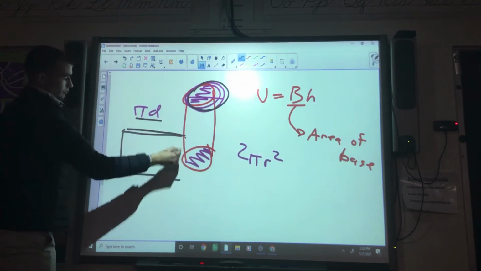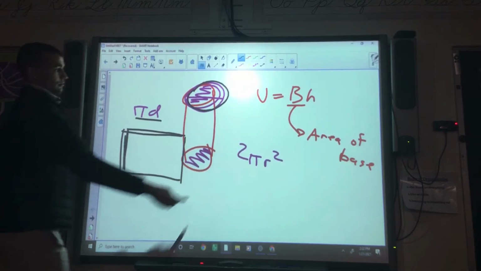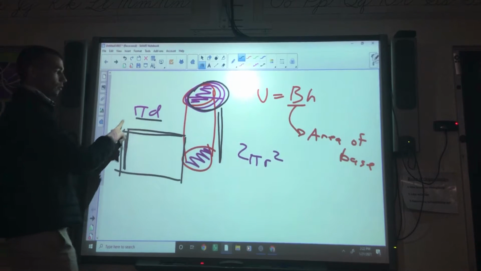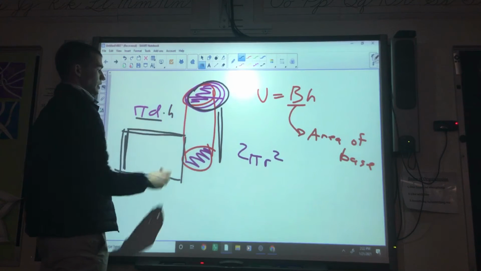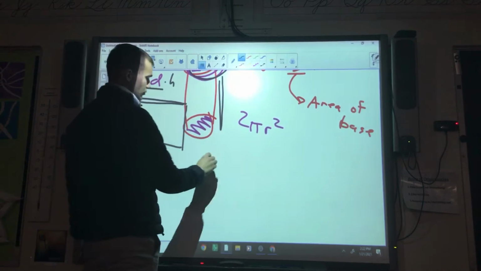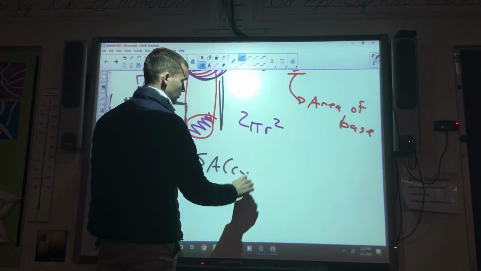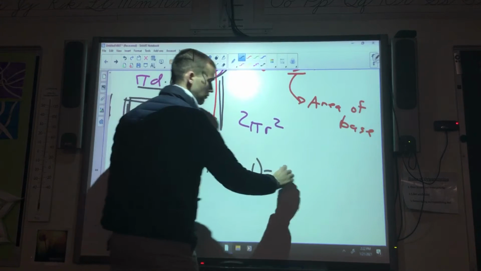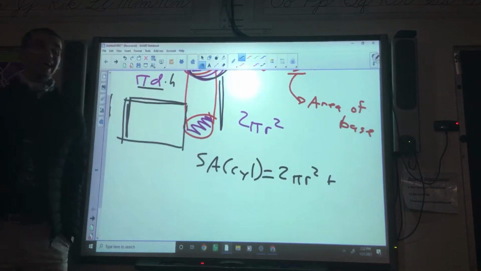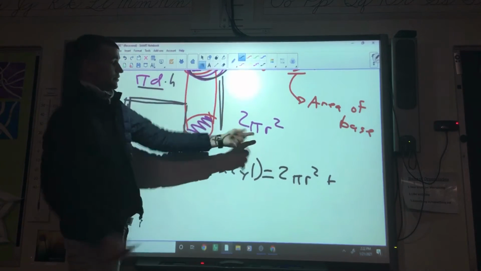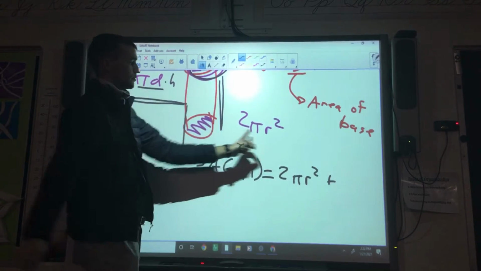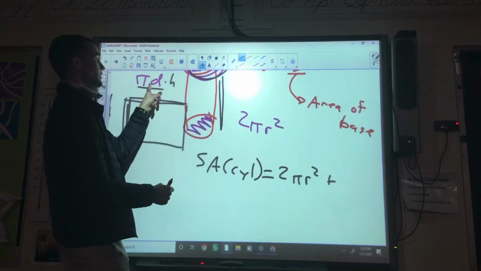And what is this right here? It's the same thing as this right here, the height. So pi times diameter times height. So surface area of a cylinder is 2 pi r squared plus, and it is plus, not adding, because remember, you're basically saying, hey, pi r squared plus another pi r squared, so it's 2 times pi r squared. 2 pi r squared plus pi times diameter times height.